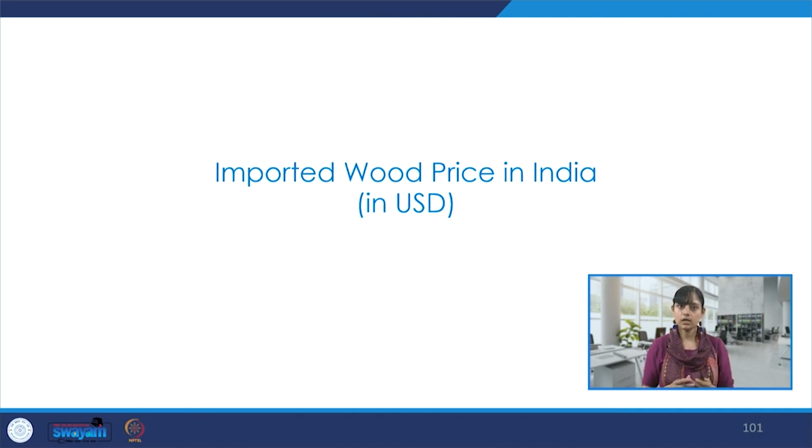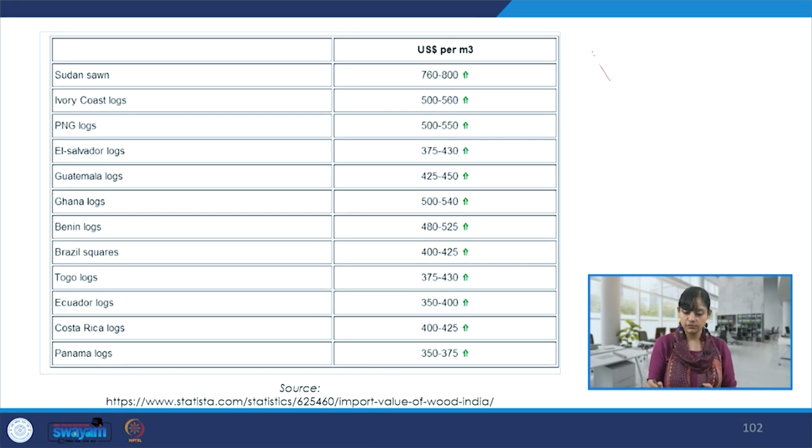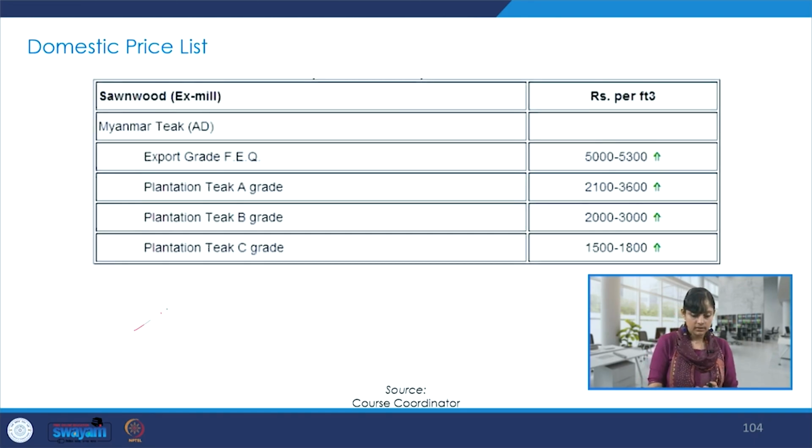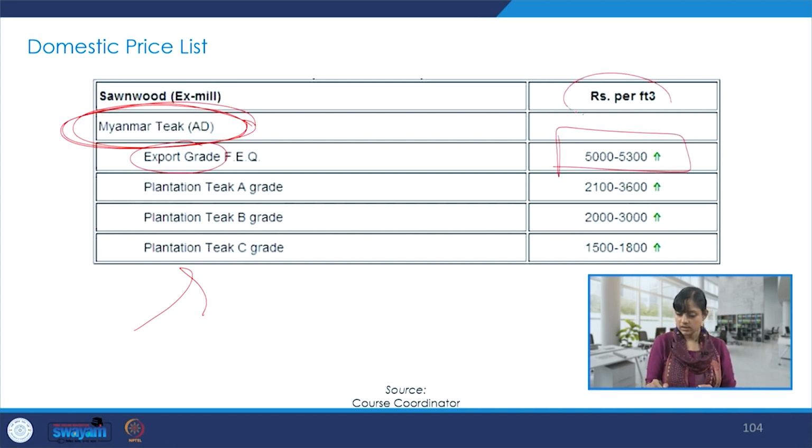Just to give some idea of wood price, I have just tried to procure this from some sources and it will give you a broad idea. This is US dollars per meter cube, and you can find the range, different range for different kinds of woods over here. These are some more varieties. So this is Myanmar teak we were talking about. It's quite exquisite. So we see the export grade over here, expensive. This is INR per cubic feet, and this is dynamic and liable to actually get further increased and on a higher side.